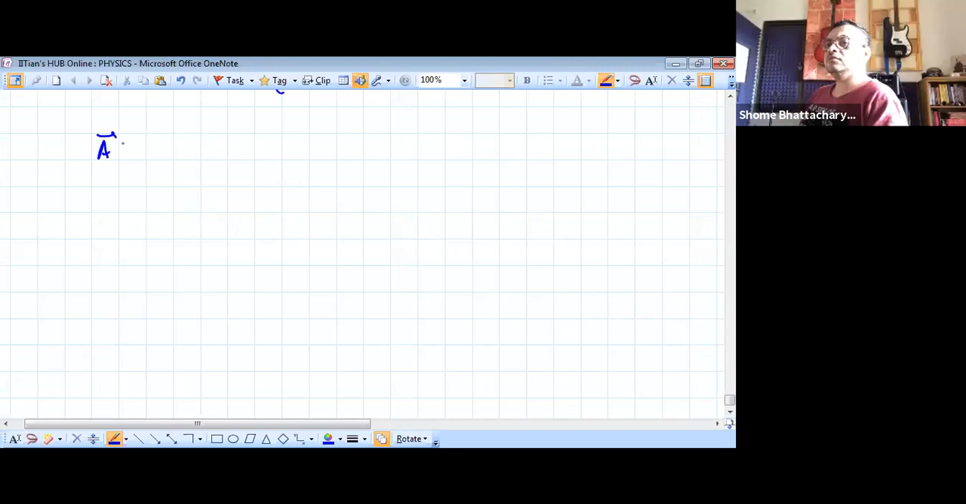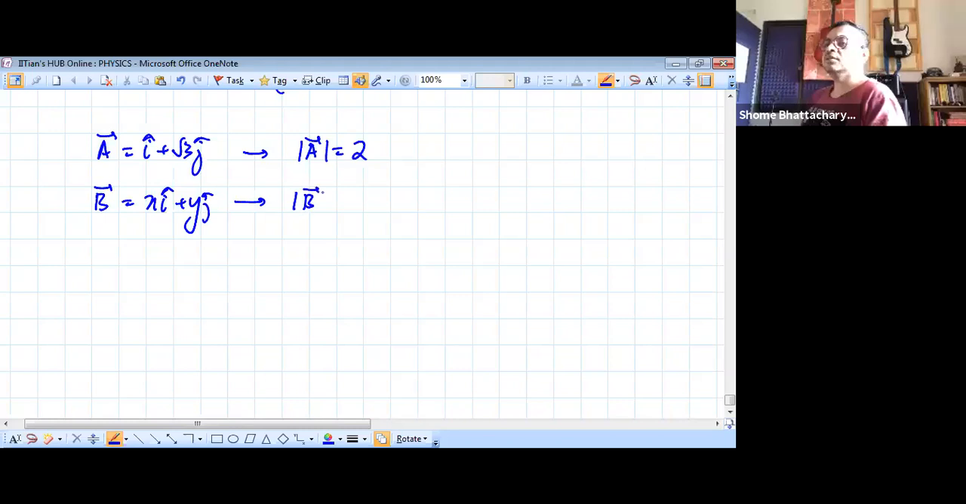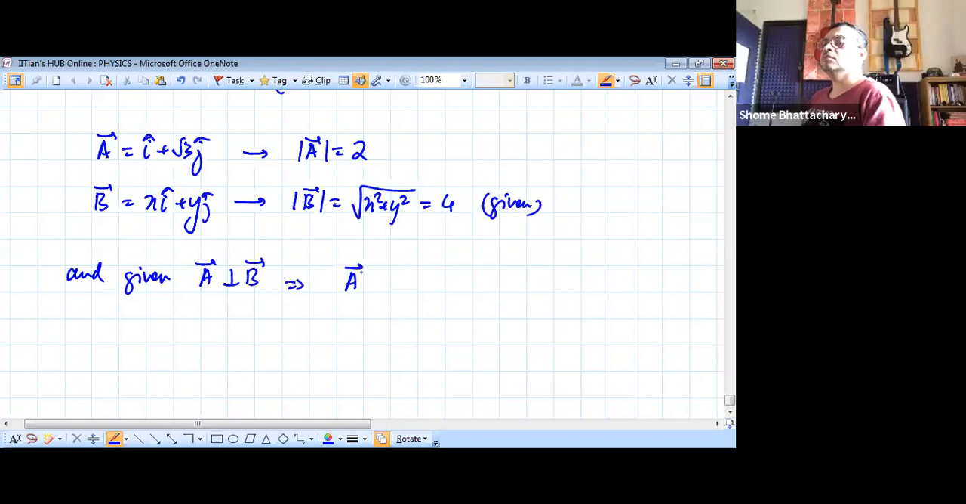So, given vector E was i cap plus root 3 j cap, we can understand the magnitude of vector E is 2, the square root of 1 plus 3. Vector B is x i cap plus y j cap. So the magnitude of vector B is square root of x square plus y square, which is 4, that is given to us. And given that E is perpendicular to B, what is the property of perpendicular vectors? That the magnitude of E plus B should be the same as root of E square plus B square. So you can make use of this also.